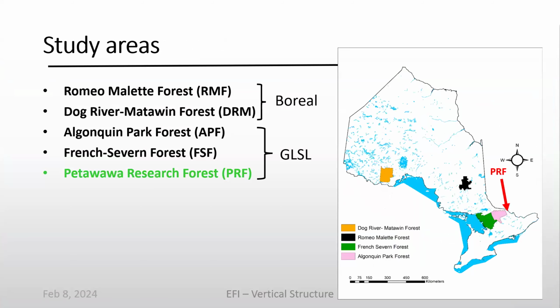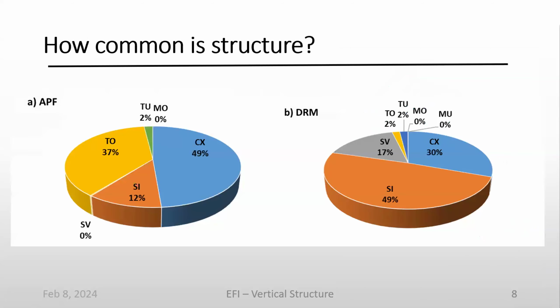Most of the work was done at Petawawa. I'll show results for the Algonquin Park Forest, which is the pink, and for the French Severn Forest, which is the green. These are all Great Lakes St. Lawrence forest types, with a little bit of the Romeo Millet and a little bit of the Dog River Matawan, which are more boreal. I'll focus mainly on the Great Lakes St. Lawrence forest though.